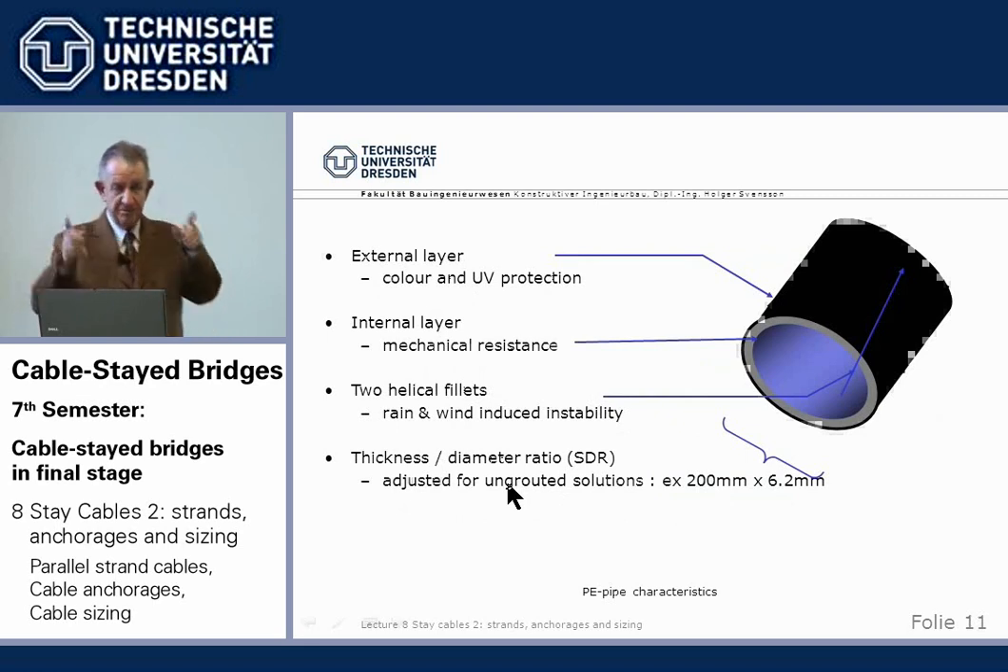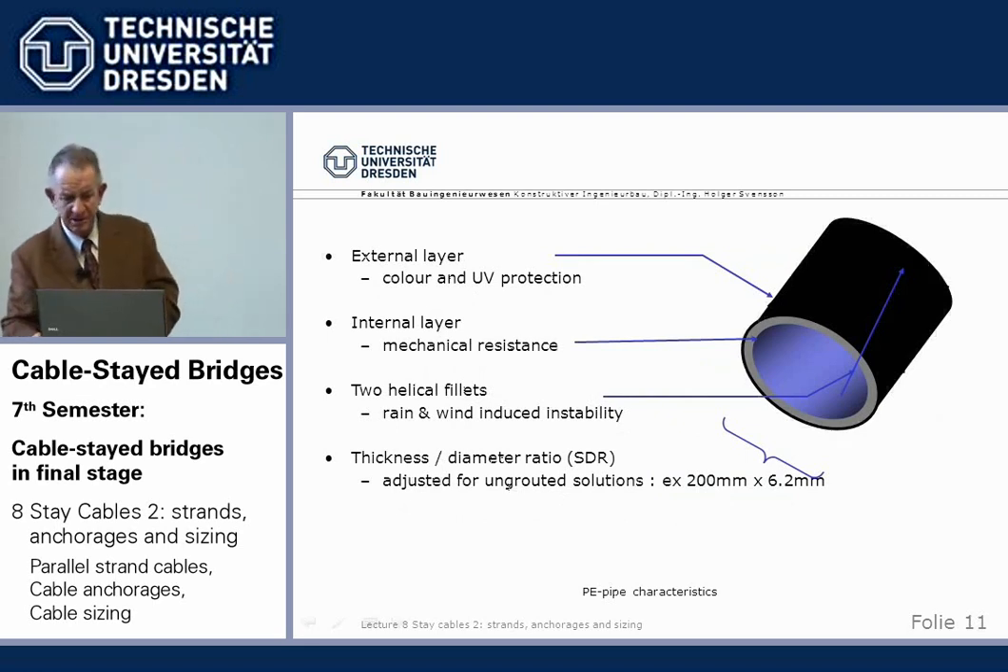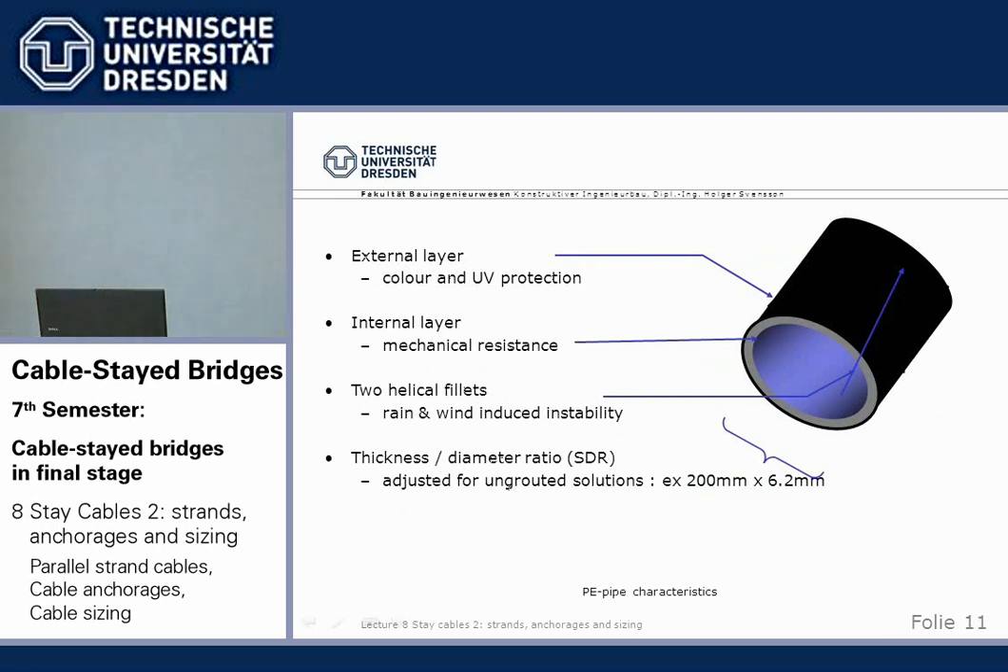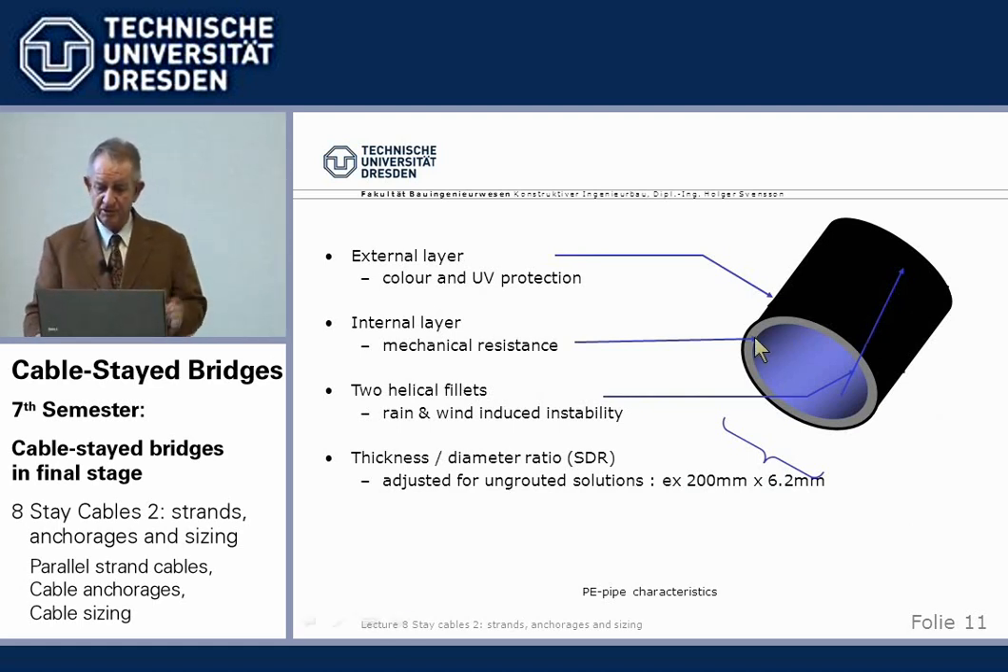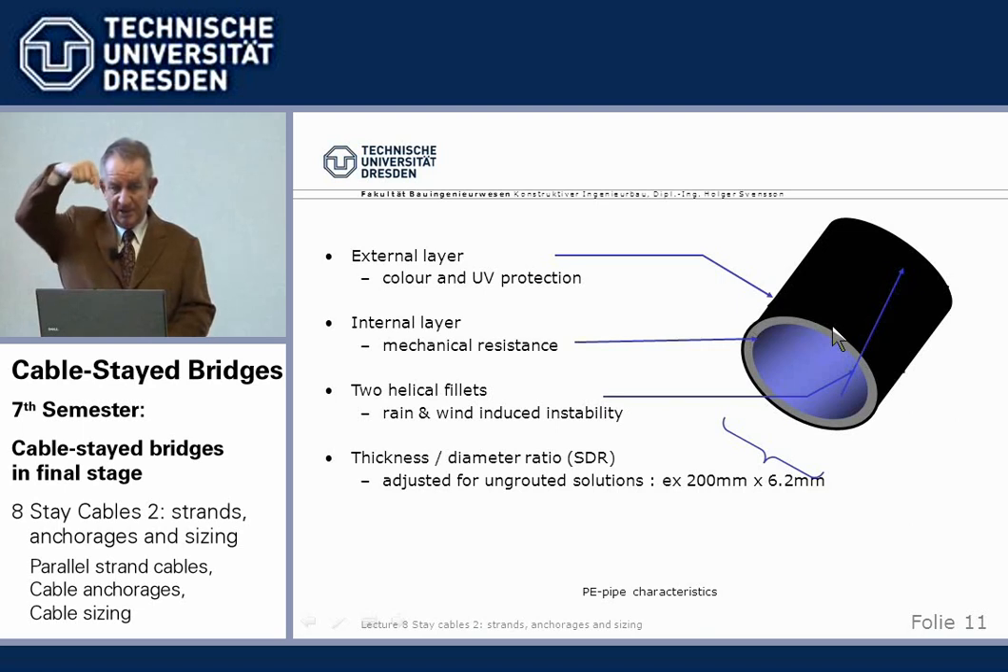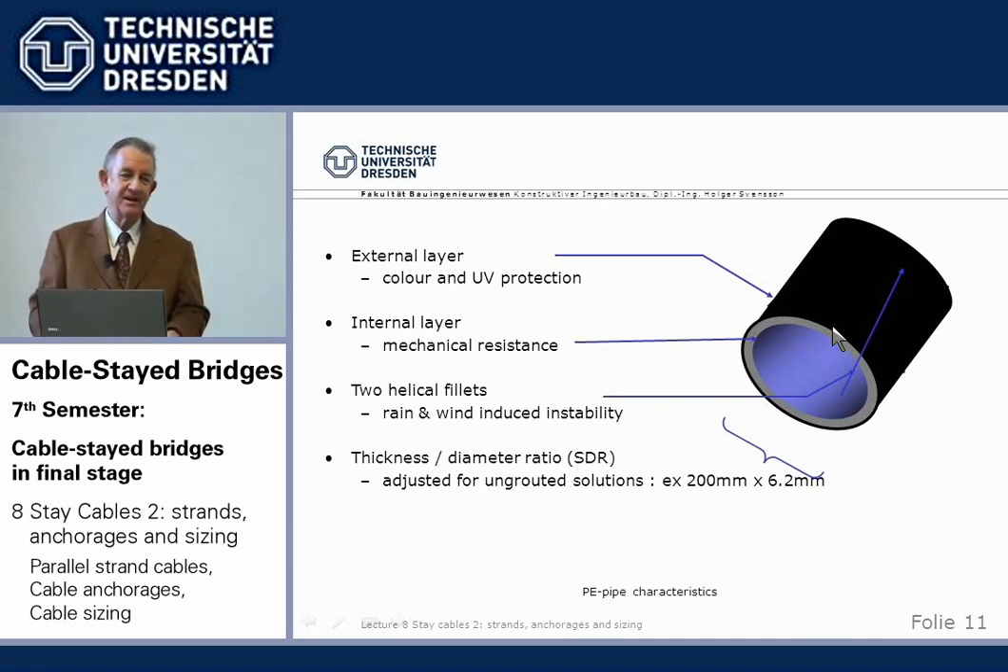In addition, we have a PE pipe around. The picture is not very good, I'm afraid. Now you can't see. Now it's all black. I must use a better one. But basically, we have the internal, say, 6, 7, 8 millimeters mechanical strength. Then there is an outer coloring area. And today, we have helices around, like the Scruton helix you may have heard, against rain-wind induced vibrations.